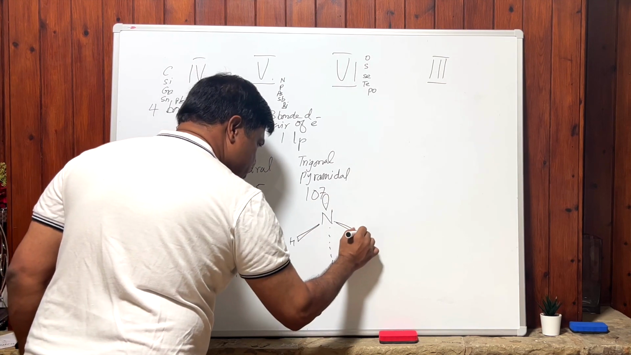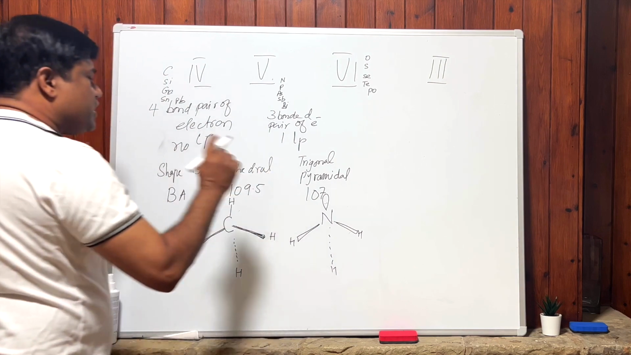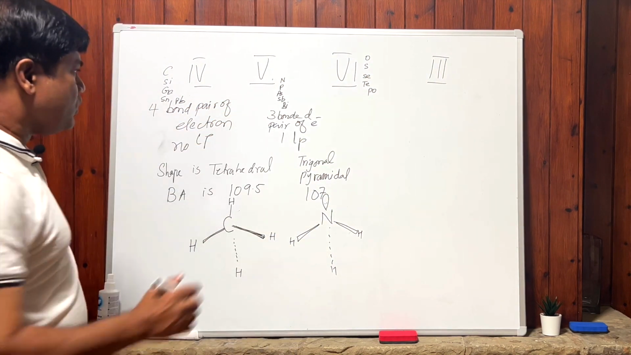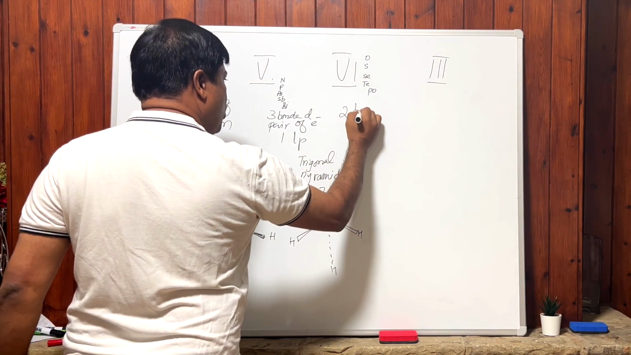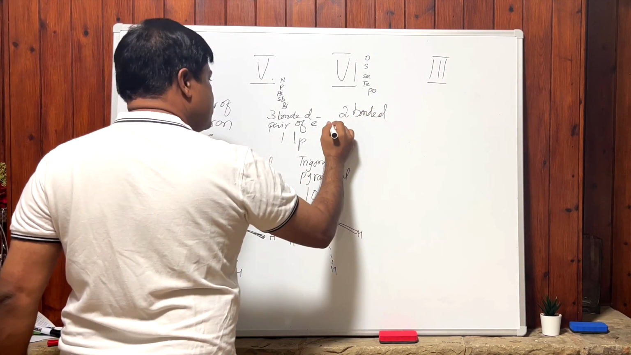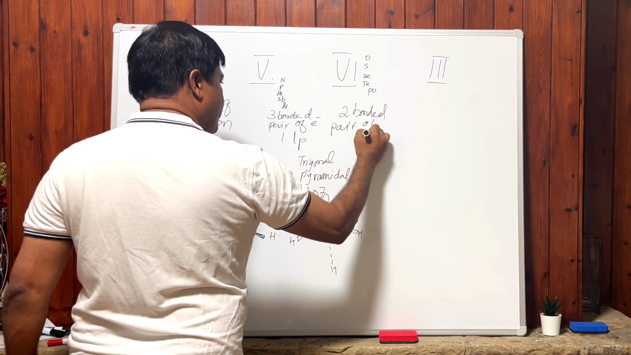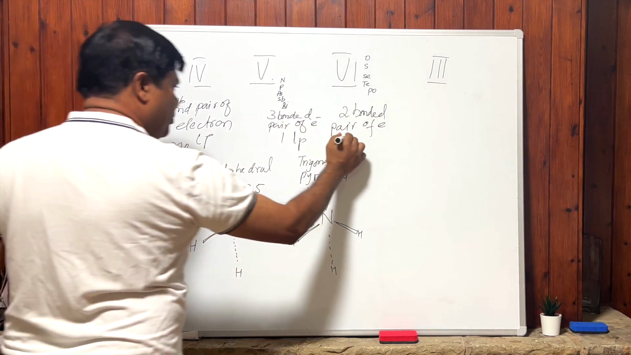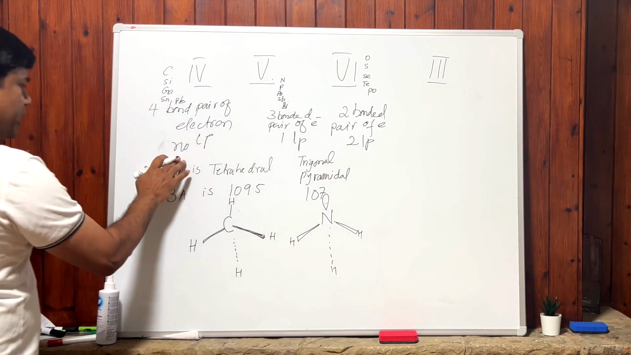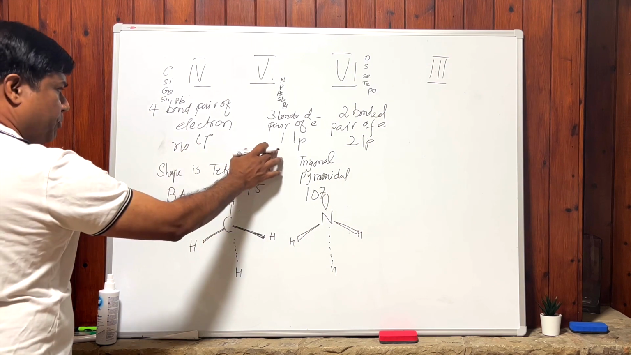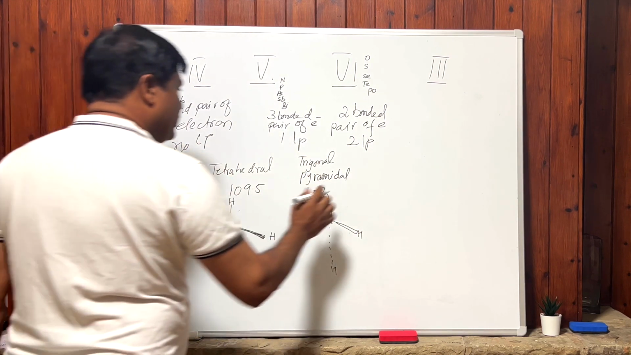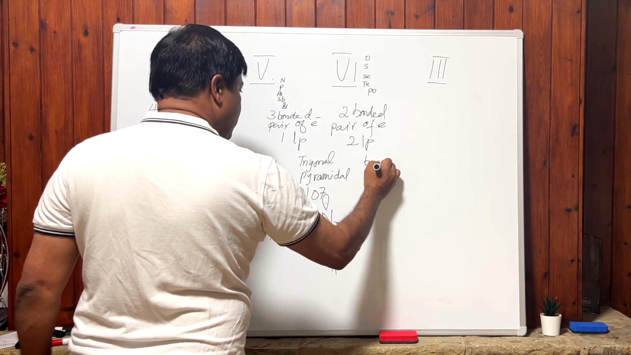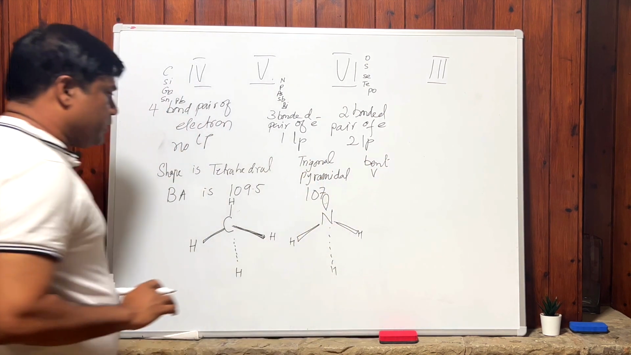Hydrogen, hydrogen, hydrogen. If the central atom is from oxygen, sulfur, selenium, tellurium, polonium: two bonded pairs of electrons, 2 lone pairs. Instead of 1 lone pair, it has 2 lone pairs. 0 lone pair, 1 lone pair, 2 lone pairs. So the shape of the molecule is bent, or V shape; both are fine.